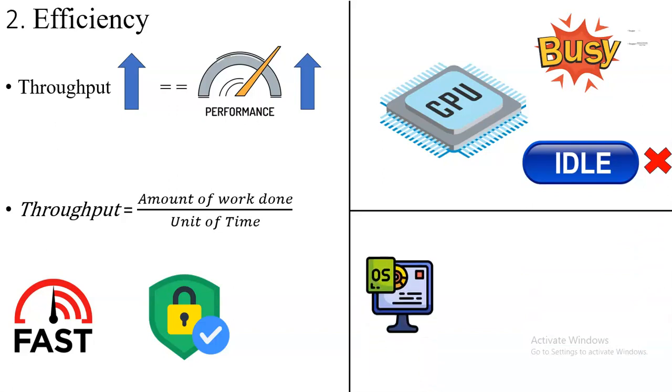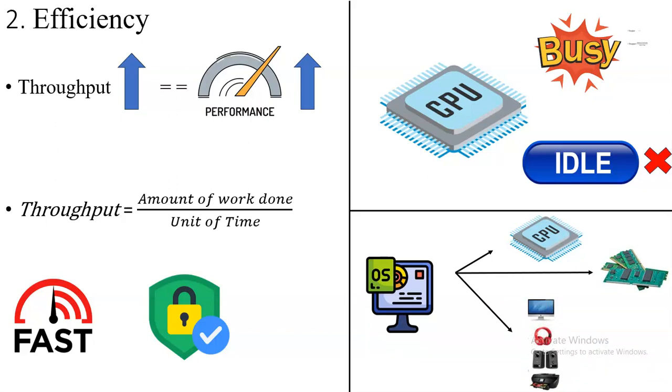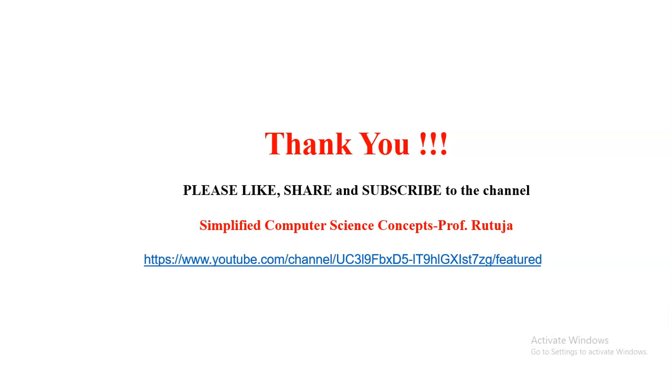And the operating system manages various resources such as the CPU, memory, input-output devices, and other hardware components as well. So by doing all this, the efficiency increases. So these were the goals and the structure of the operating system.